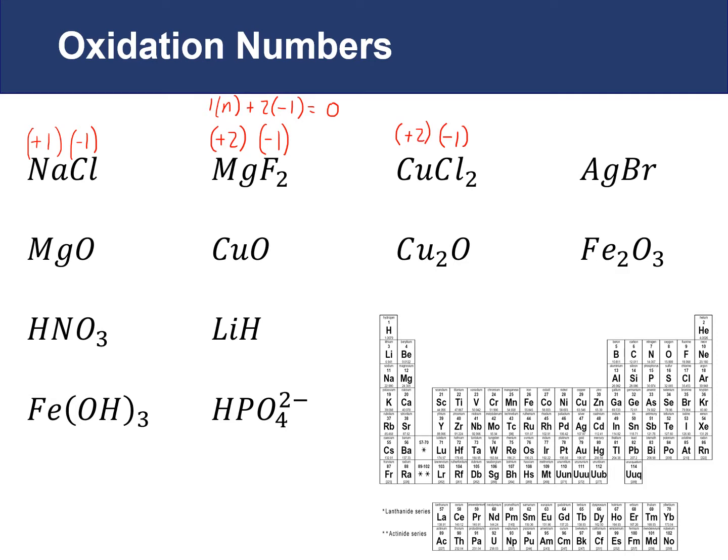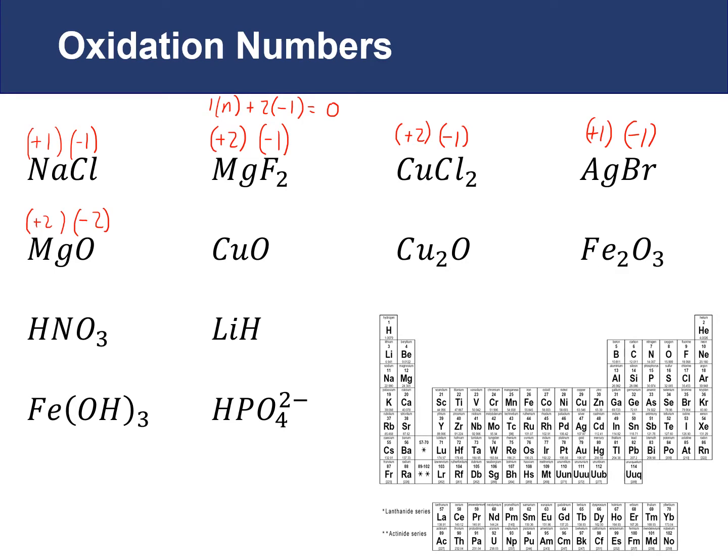Silver bromide, the bromine is a halide, and so it will be -1. To balance out the charge, the overall charge is 0, so the silver has to be +1. Magnesium oxide, the oxygen is not bound to any other oxygen, so it will be a -2. The oxidation number on the magnesium has to add up with the -2 to get your overall charge, which is 0, and so the magnesium has to be +2.